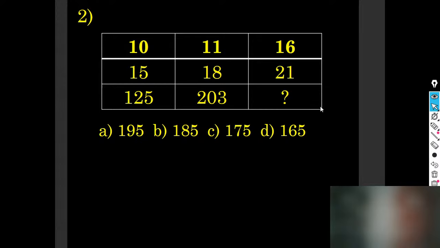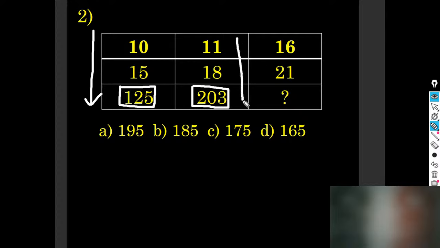Okay, next question. Just take around 1 to 2 minutes of time and try to solve this one. Here, big numbers are there column wise. So first it is 125, and next it is 203. So it means you should calculate this column wise. 10, 15, and 125. 11, 18, and 203. 16, 21, question mark. We should fill that question mark value.